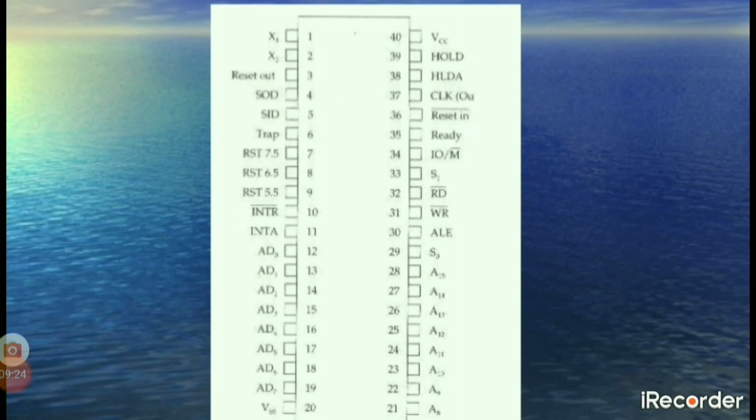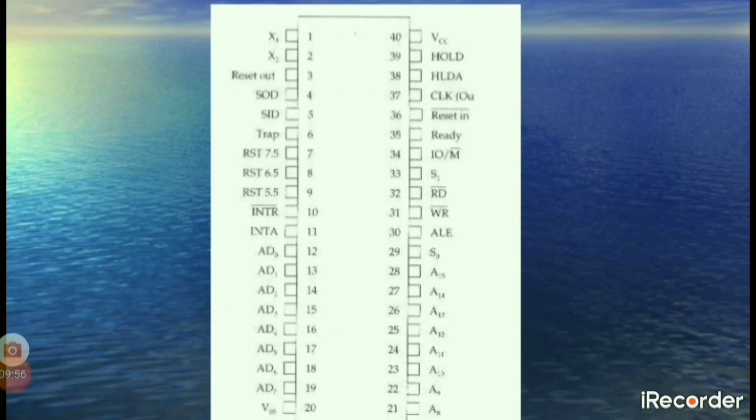Now pin 38, hold acknowledgement, and pin 39, hold. 38 pin will work after 39th pin. Hold pin, the 39th pin. If another master wants to use the bus of a processor, then the master will send a hold request to the processor. Processor will send a signal to the 38th pin as hold acknowledgement. This will show that the processor has freed the buses for another master.